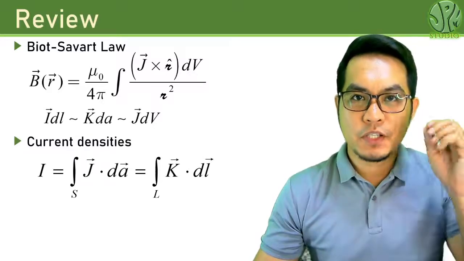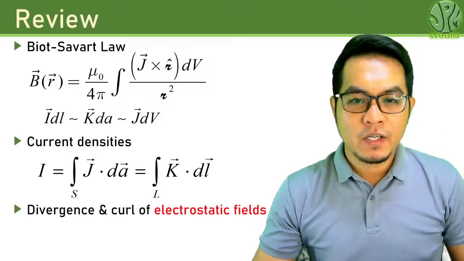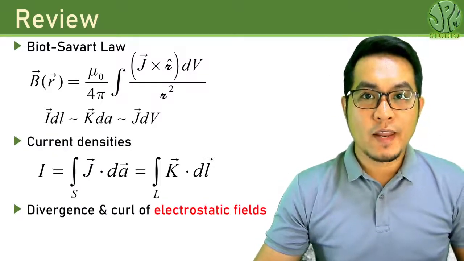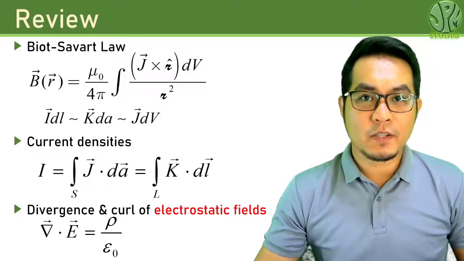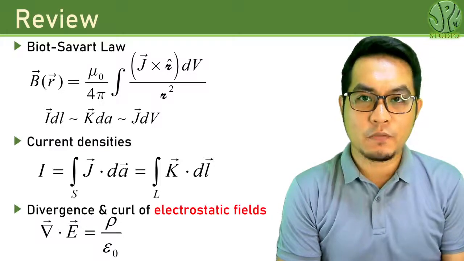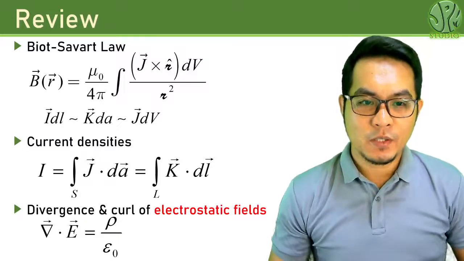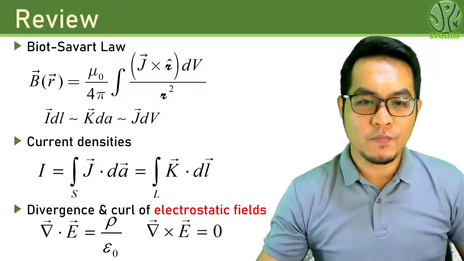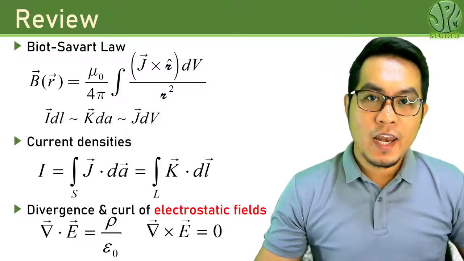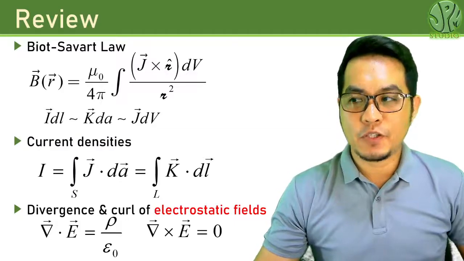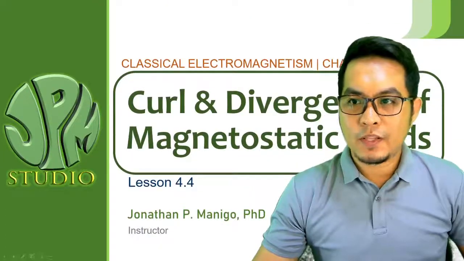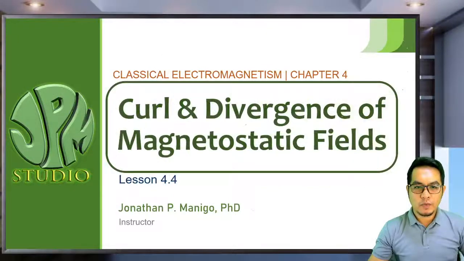And in the previous chapters, we discussed the divergence and curl of electrostatic fields. We found that the divergence of an electrostatic field is related to the volume charge density. This is the differential form of Gauss's law, and the electrostatic field has no curl, only a divergence. So for this lesson, we will be talking about the curl and divergence of magnetostatic fields.